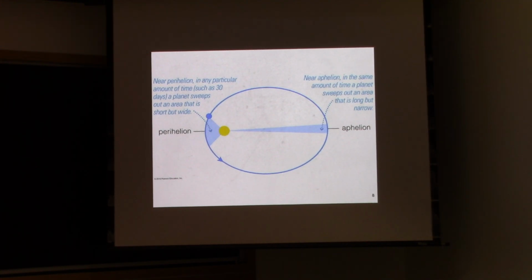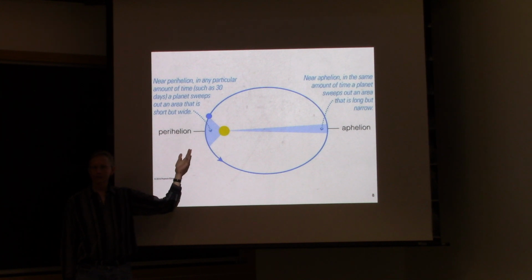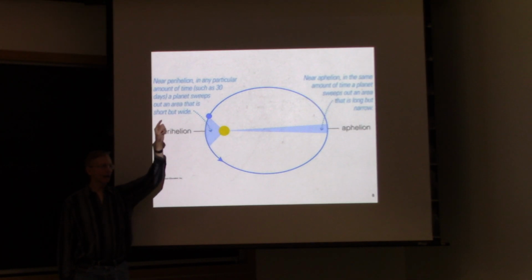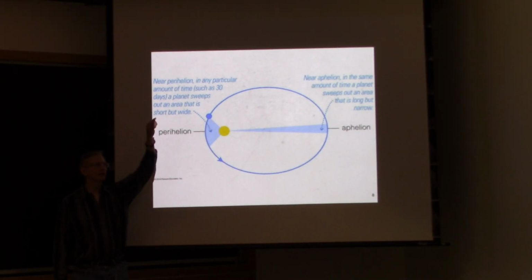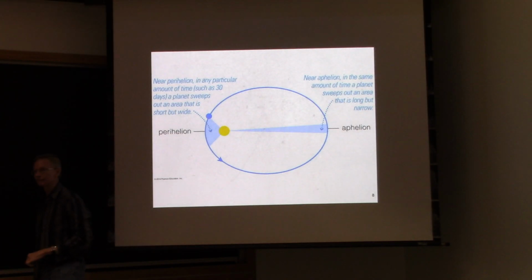Anyway, that means we've got a corollary here. Planets move faster when they're closer to the sun. It's a corollary of Kepler's second law, because when it's closer to the sun, to sweep out the same area in the same amount of time, it's got to move further. It's got to be moving faster than when it's further from the sun.